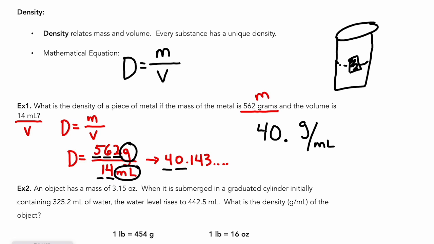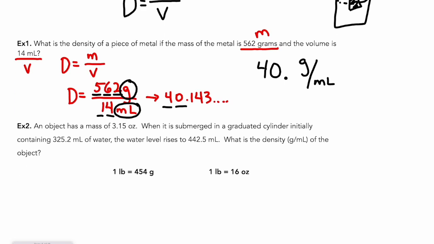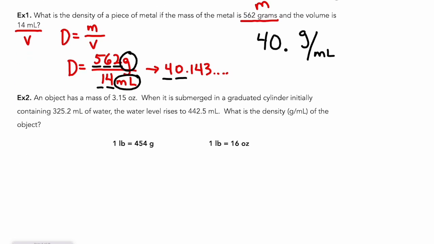All right, let's look at the next problem. An object has a mass of 3.15 ounces. Okay, so that is my mass. I'm going to identify that mass. When it is submerged in a graduated cylinder, so in my brain, there are a lot of words, so I'm going to draw this out. I have a graduated cylinder. Okay. Initially containing 325.2 milliliters of water. So this graduated cylinder has water in it already.